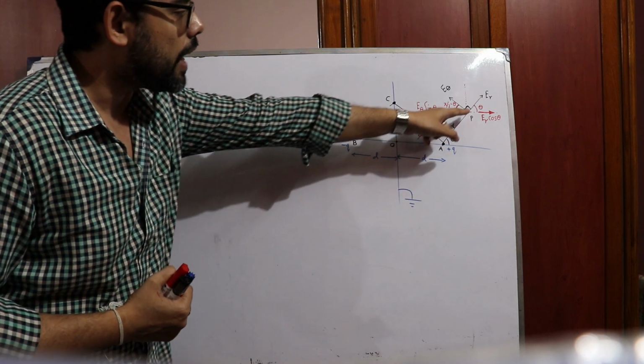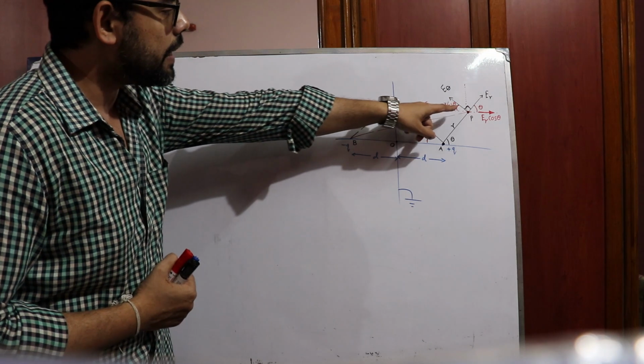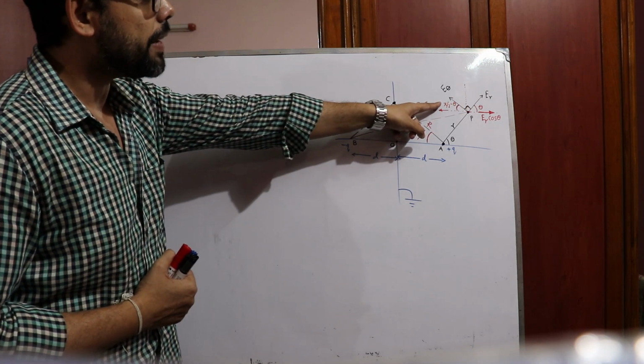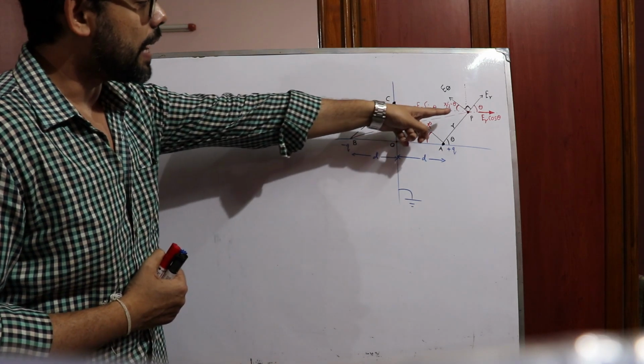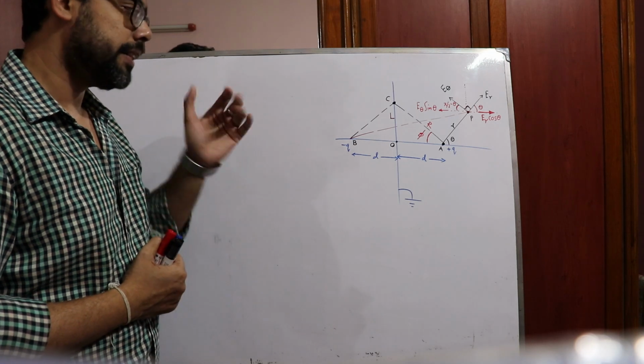If this angle is theta, the component of E_r in that direction is E_r cos theta, and the angle between E_r and E_theta is 90 degrees, so by simple geometry you can understand that the component of E_theta in this direction has to be E_theta sin theta. Fine.